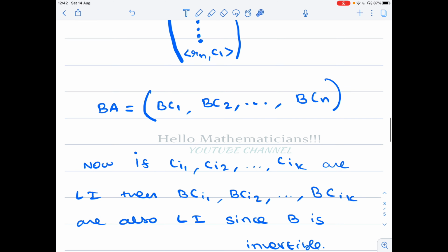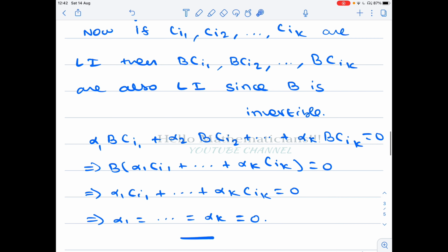Okay, so that means that if some columns in A are linearly independent, then the corresponding columns in BA are also linearly independent. So let's see why. To prove B Ci1, B Ci2, ..., B Cik are linearly independent, we take the linear combination equal to 0. Since B is linear, we can take the coefficients inside. That means that B of this vector equals 0, but B is an invertible matrix.